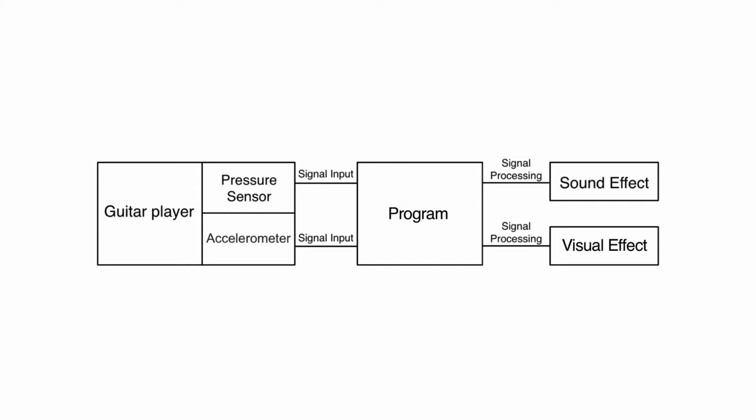Proposed method. In this paper, we propose a method to recognize guitar picking state by using pressure and acceleration sensors. In addition, we present an audiovisual application. This application enables performers to extend their expression by converting their picking hand motion into visual and sound effects.